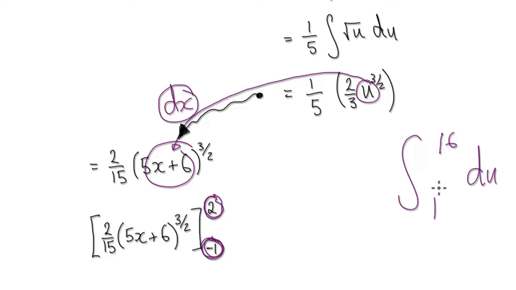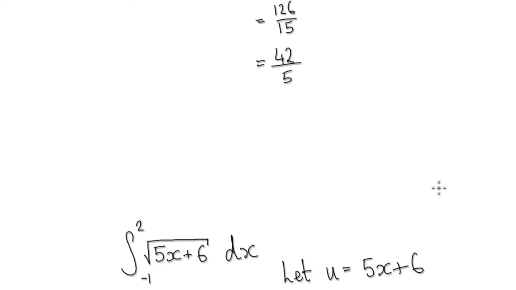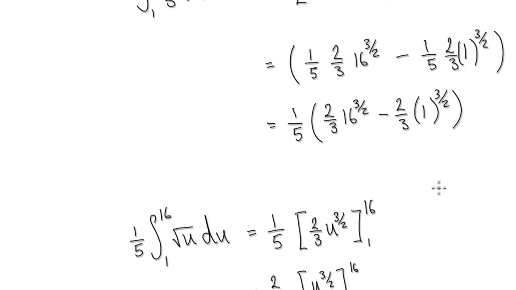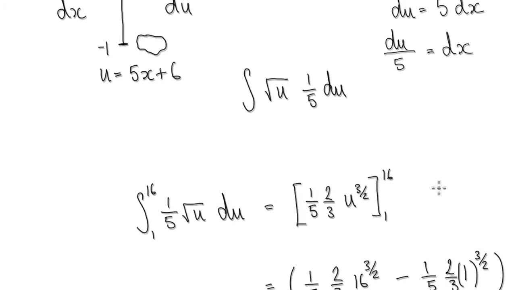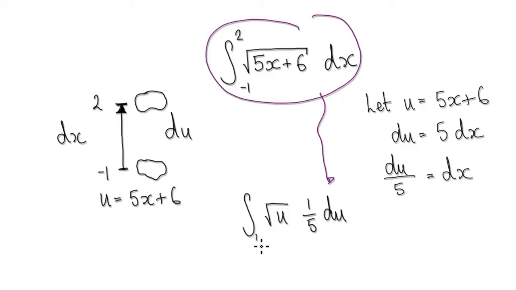So you've got two options really. You can make this conversion into the u world, in which case you integrate from 1 to 16, or you can convert it back into the x world, in which case you just integrate from -1 to 2. I hope you can follow that last bit.